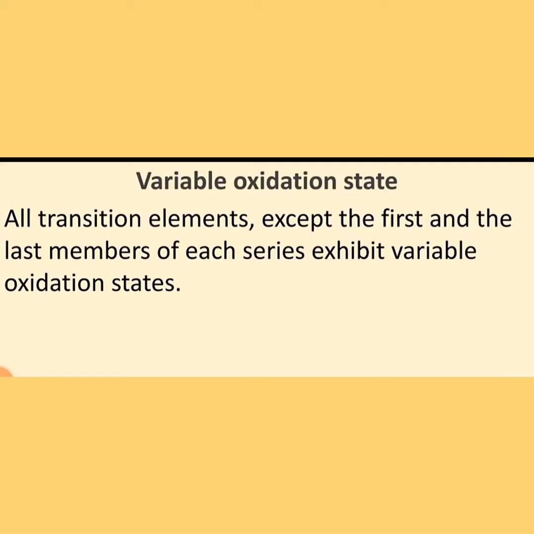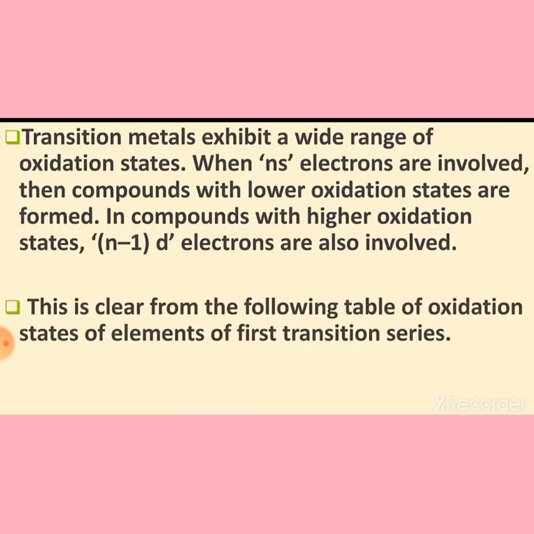All transition elements except the first and the last members of each series exhibit variable oxidation states. Transition metals exhibit a wide range of oxidation states. When ns electrons are involved, the compounds with lower oxidation states are formed. In compounds with higher oxidation states, the penultimate shell (n-1)d electrons are also involved.